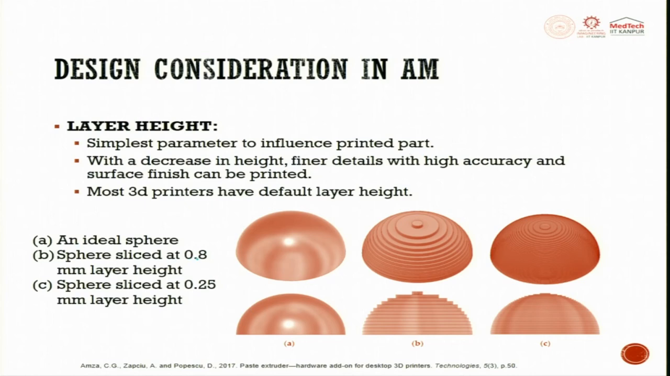If the sphere is sliced at 0.8 millimeter thickness, you will get this. If the sphere is sliced at 0.25, you will get this. So, with a decrease in layer height, finer details with higher accuracy and surface finish can be obtained, at 0.25. When the thickness is high, you will have a rough surface. Surface finish is lost, accuracy is also lost. So, layer thickness plays a very important role in the influence on printing.